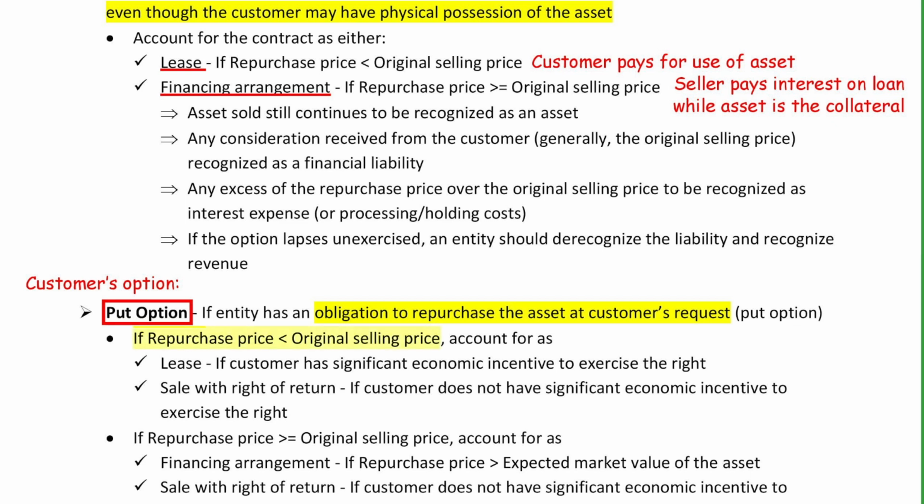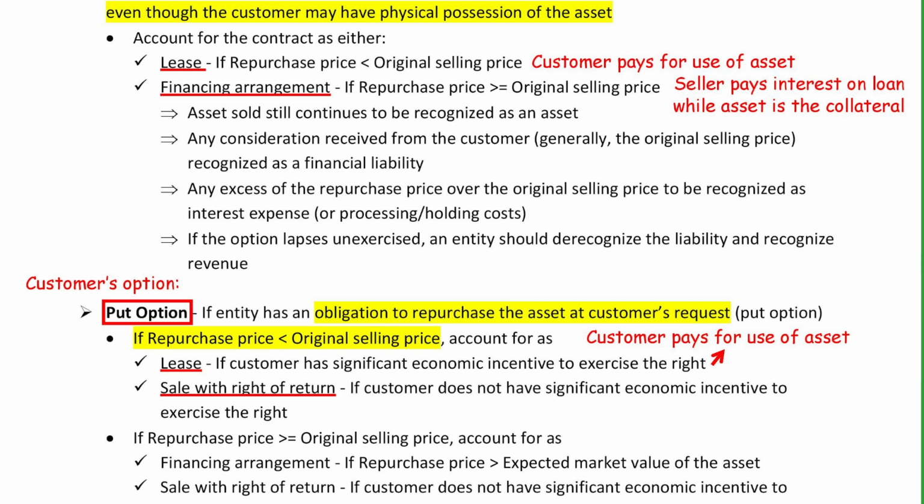Highlight if the repurchase price is less than the original selling price, may need to account for as a lease or a sale with a right of return. And on lease, draw an arrow and write customer pays for use of asset.